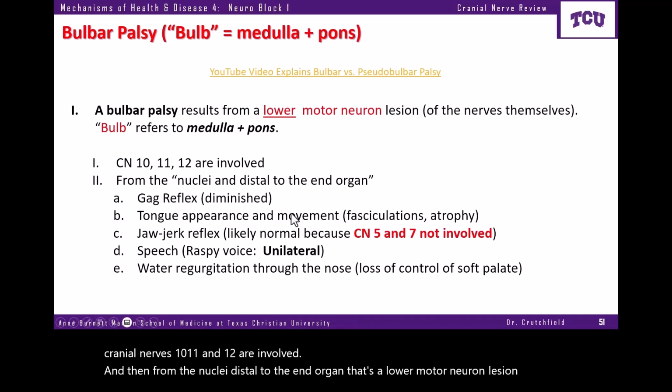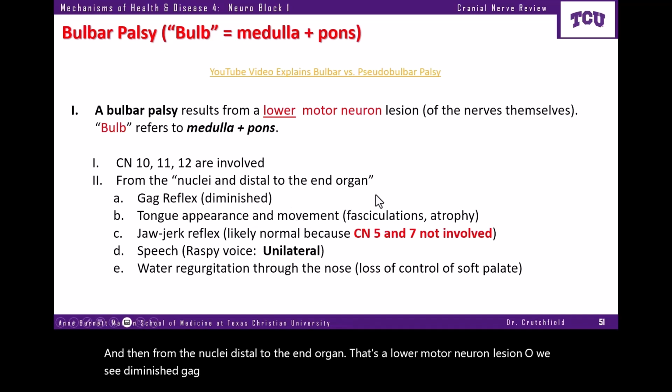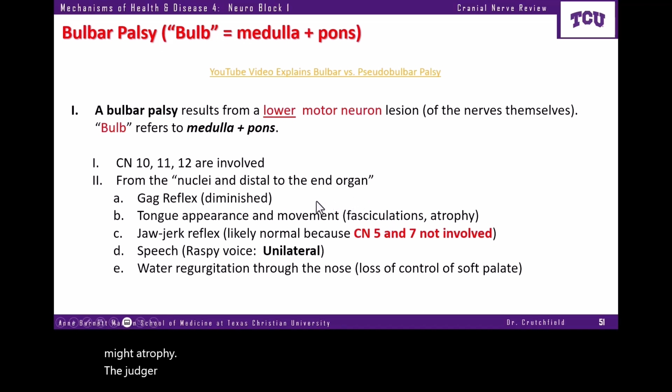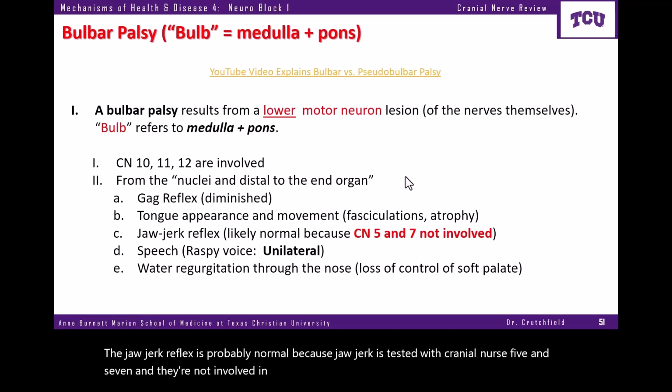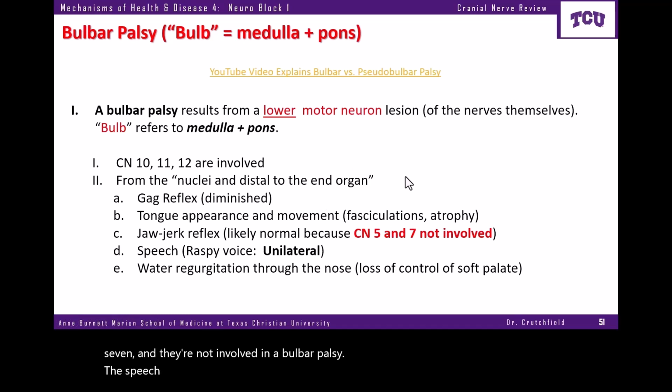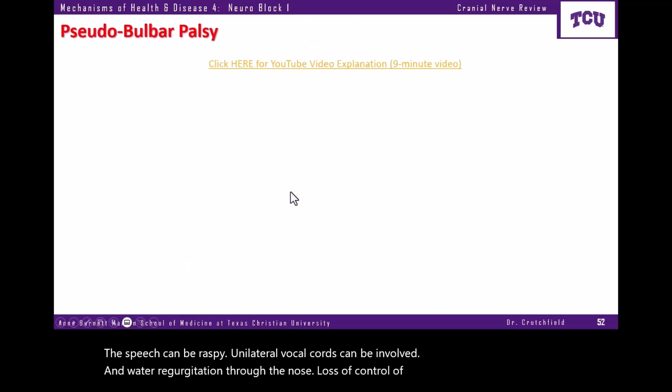So we see diminished gag reflex. The tongue appearance and movement has fasciculations and it might atrophy. The jaw jerk reflex is probably normal because jaw jerk is tested with cranial nerves 5 and 7, and they're not involved in a bulbar palsy. The speech can be raspy, unilateral vocal cords can be involved, and water regurgitation through the nose, a loss of control of the soft palate.